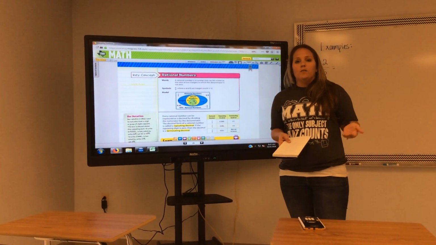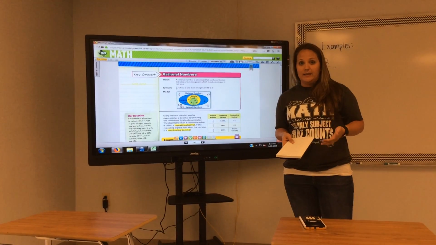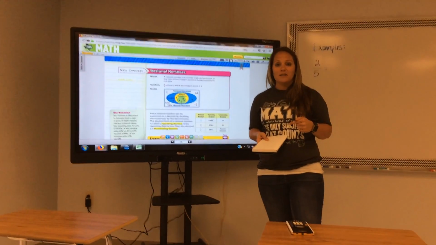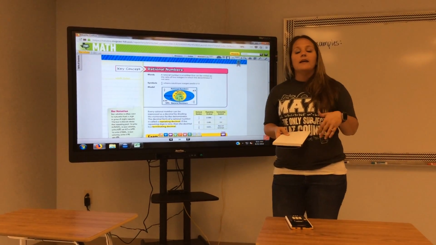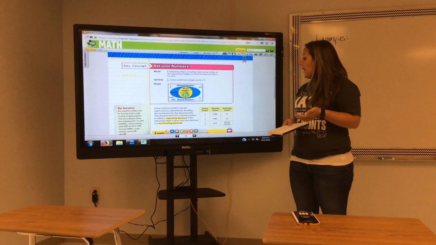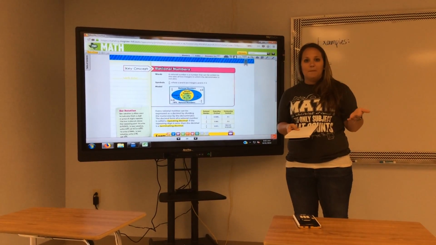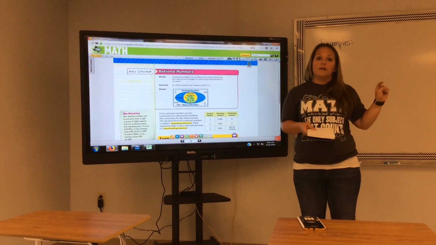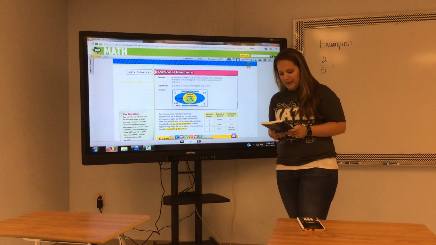Now, when you represent a number as a decimal, there's two types of decimals. There's a terminating decimal, which means it ends. And there's a repeating decimal, which means it goes on and on forever, but we see a pattern. So 0.33333 or 0.232323, as long as it begins to repeat.